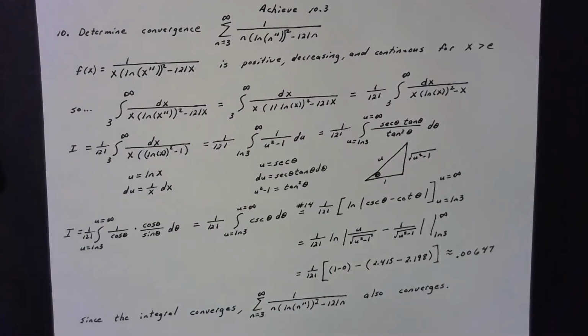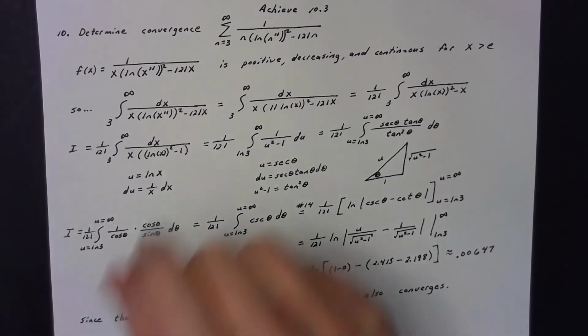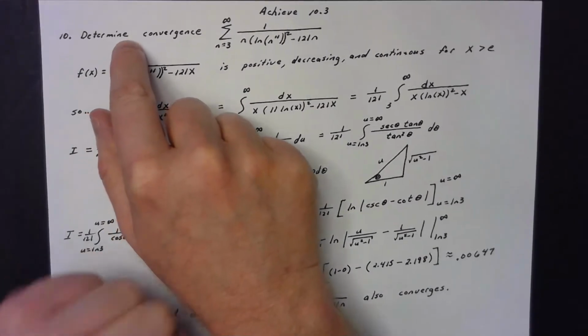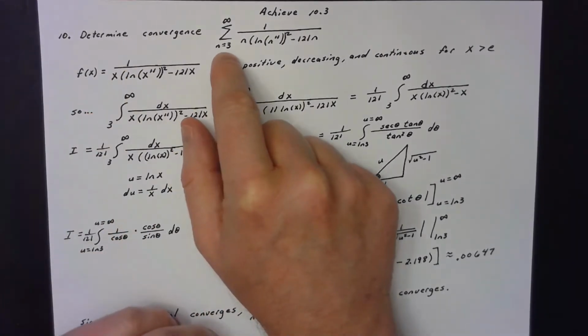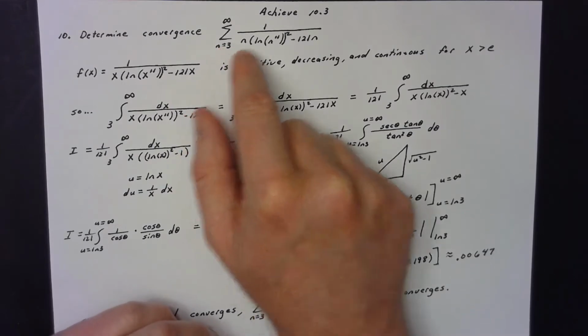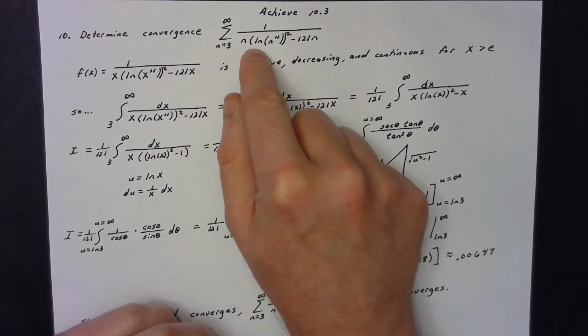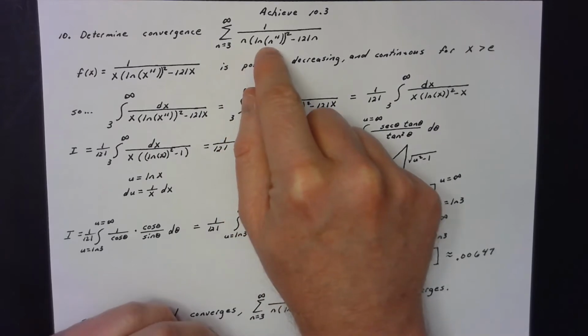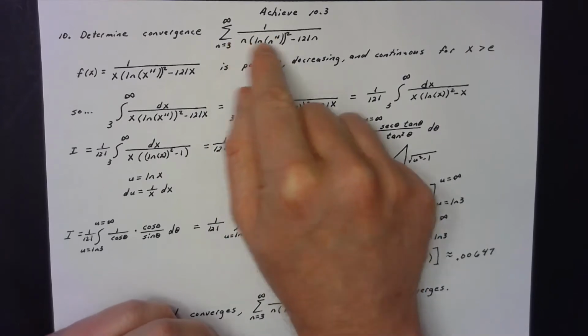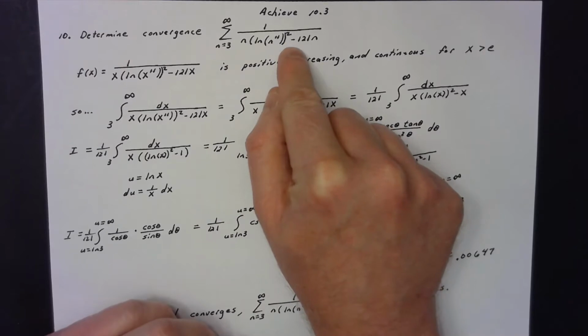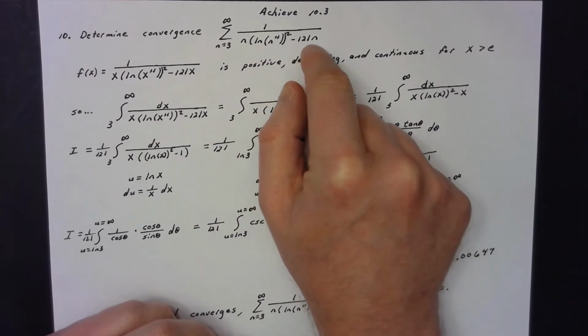Hello everyone. Let me take a look at a pretty challenging problem in section 10.3 of Achieve. It's the 10th problem in that assignment, and it's asking you to determine the convergence of a rather intimidating looking series: the summation from 3 to infinity of 1 over n times the natural log of n to the 11th, then that entire natural log squared, minus 121n.